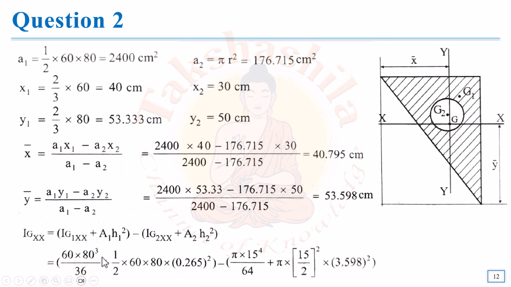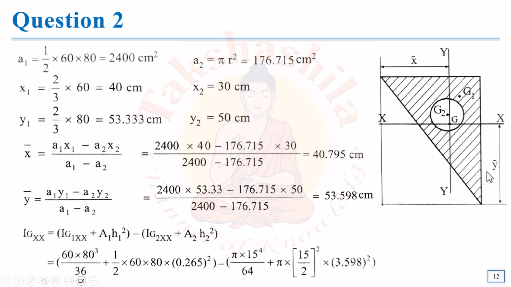For triangle, we know that it will be bh cube by 36. B means this length into h cube, that is the height cube, divided by 36. So that will give me the moment of inertia about the centroidal axis of my triangle. Now I have to transfer that to the parallel axis. So plus area of this figure A1, which is half into base into height, into the distance between these two axes. So how can you calculate the value of h1?